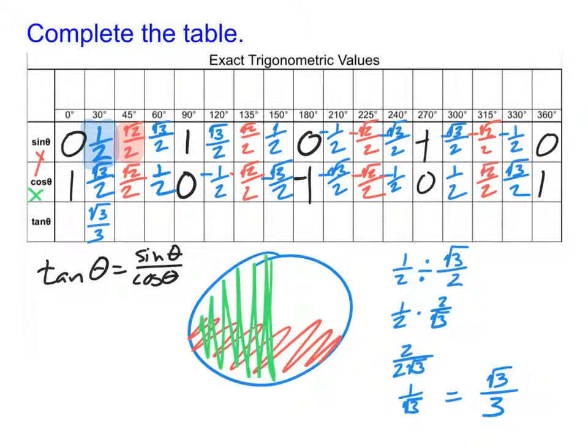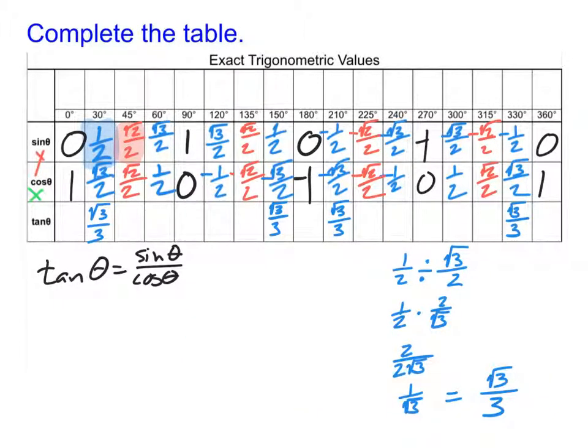Knowing that, you can actually know a whole bunch more values again. Like everywhere where we're going to be doing 1/2 divided by root 3 over 2. For instance, over here at 150. You shouldn't have to recalculate it. You basically know what the result is. All right, so every place where sine is 1/2 and cosine is root 3 over 2, I know that tangent is going to be root 3 over 3.